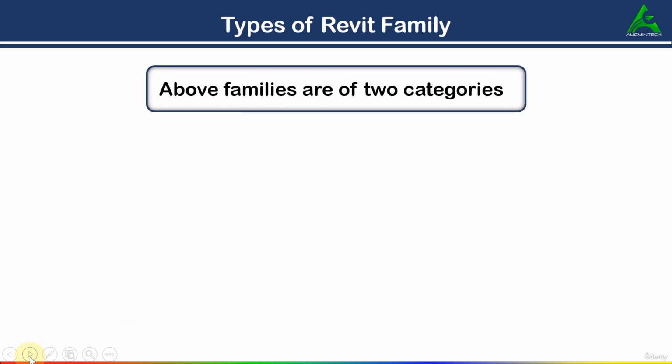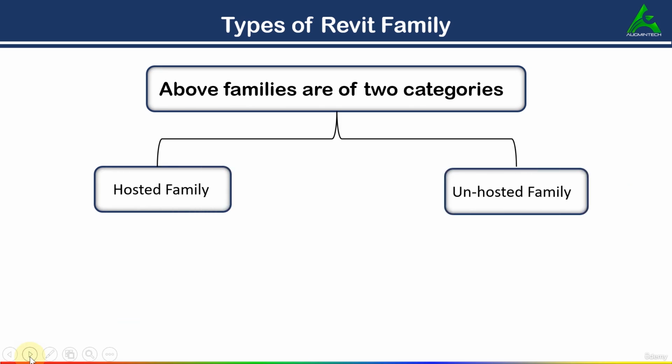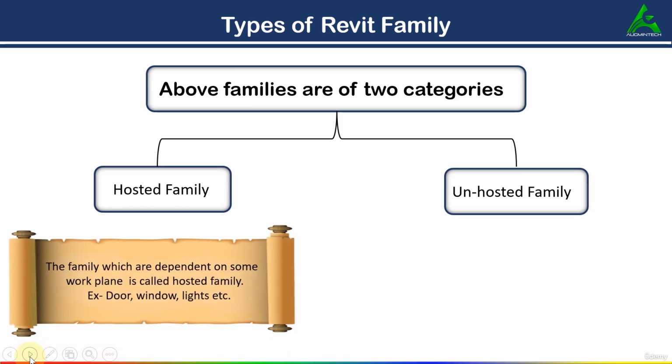Now, here one point is written: all the above families which we have discussed, system family, loaded family, in-place family, are of two categories. What are they? First is hosted family and second one is unhosted family. Okay, so hosted family is what? The family which is dependent on some work plane is called a hosted family. For example, door, window, lights, etc.